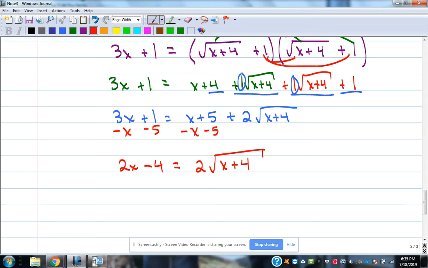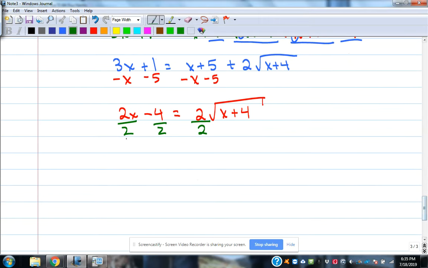How can I get rid of that 2? Yeah, because it's multiplying over here. I could divide by 2 and get rid of it. So if I divide this side by 2, I got to divide everybody on the left-hand side by 2 as well. And it works out pretty nice on this one. It's kind of like I meant for it to happen. 2 divided by 2 is 1x, or just x. And 4 divided by 2 is 2. So I get x minus 2 is equal to the square root of x plus 4.